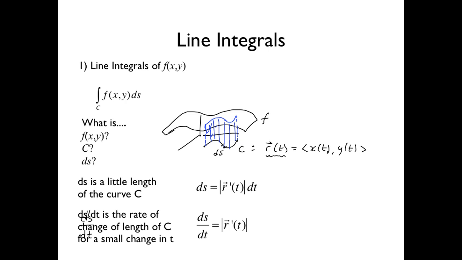To solve a line integral, we have to rewrite the f function in terms of t, which is just a matter of plugging in the components. And then for C, we integrate from the starting value of t, say t1, to t2, and ds is the magnitude of r prime dt. So it's the integral from t1 to t2 of the function written in terms of t, times ds, which is our speed dt.